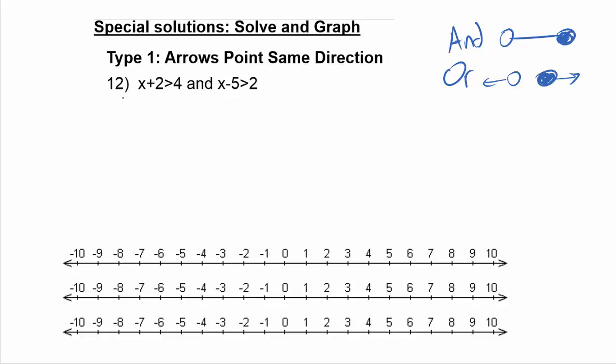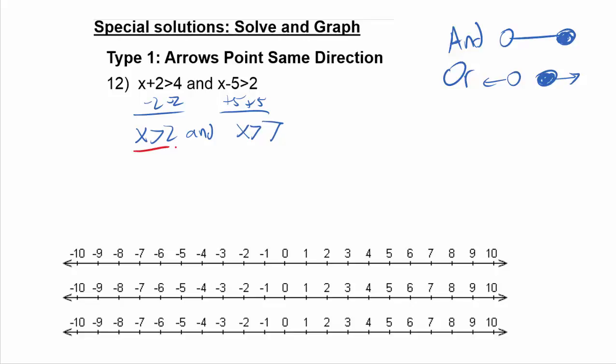Let's look at number 12, and we're going to try to solve something like this. I'll solve the left side just like before. I'm going to subtract 2 from both sides, so I have x is greater than 2. On the other side, I've got x minus 5 is greater than 2, so I'm going to add 5 on both sides. That will give me x is greater than 7. Now we're going to try to graph this.